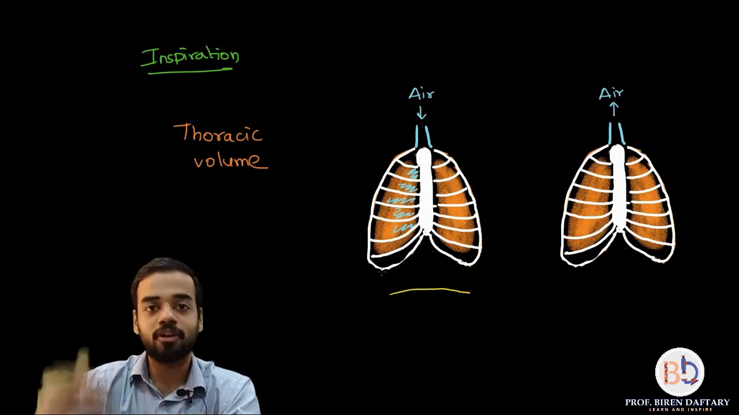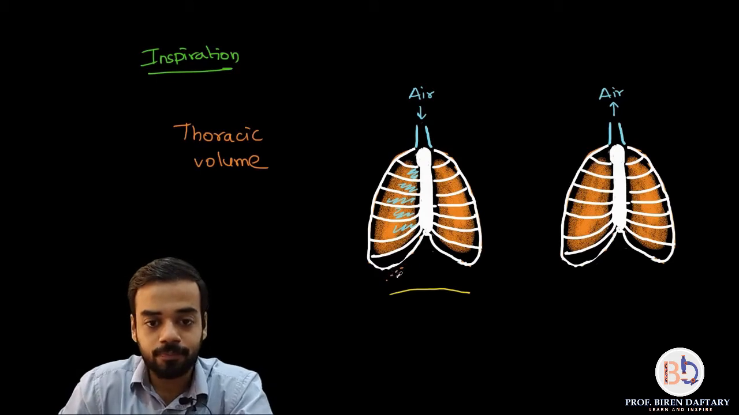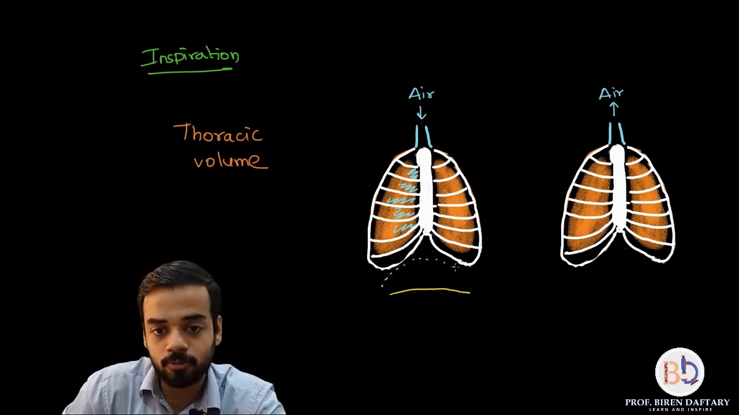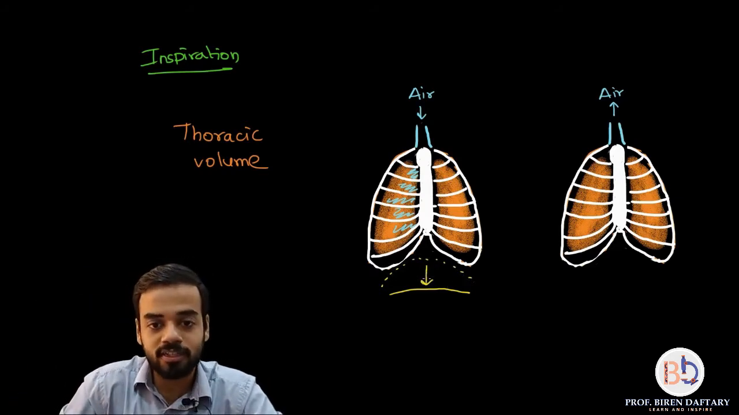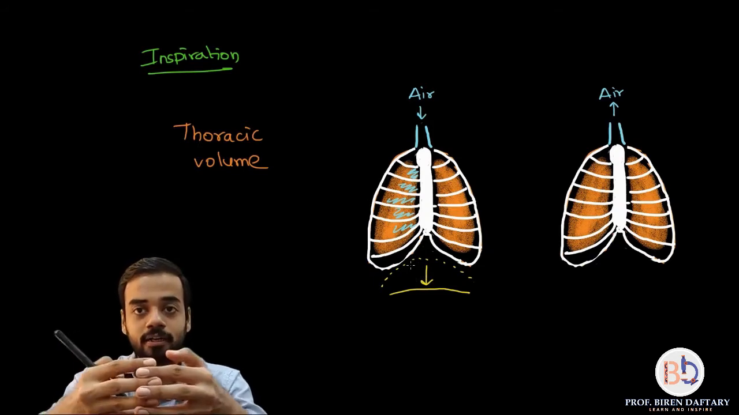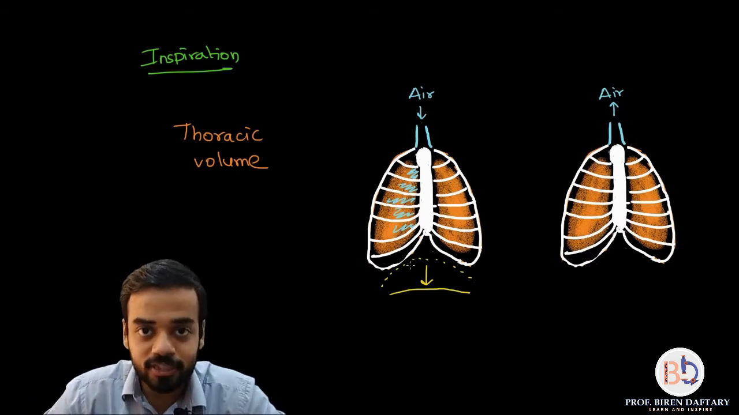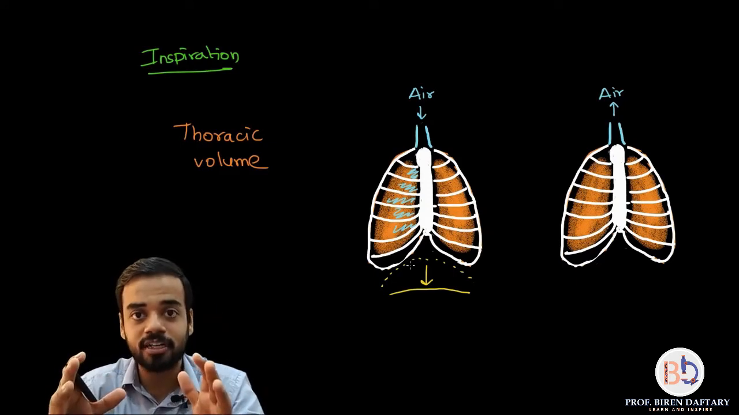Because the diaphragm has contracted, and this was the original position of the diaphragm. Since it has contracted and gone down, space over here has increased. Similarly, the intercostal muscles have also contracted, so the rib cage has opened up, and because of that, space inside the rib cage has also increased. So overall volume of the thoracic cavity has increased. Do you all agree with me?